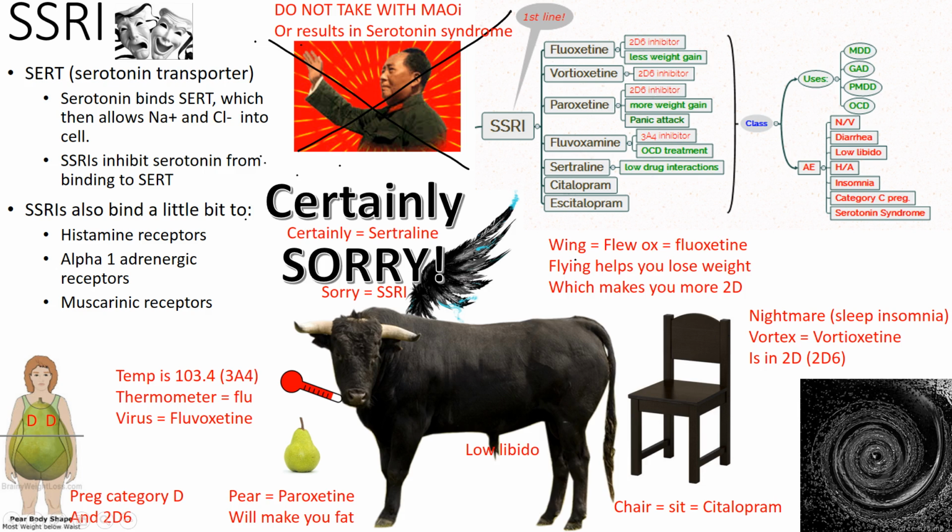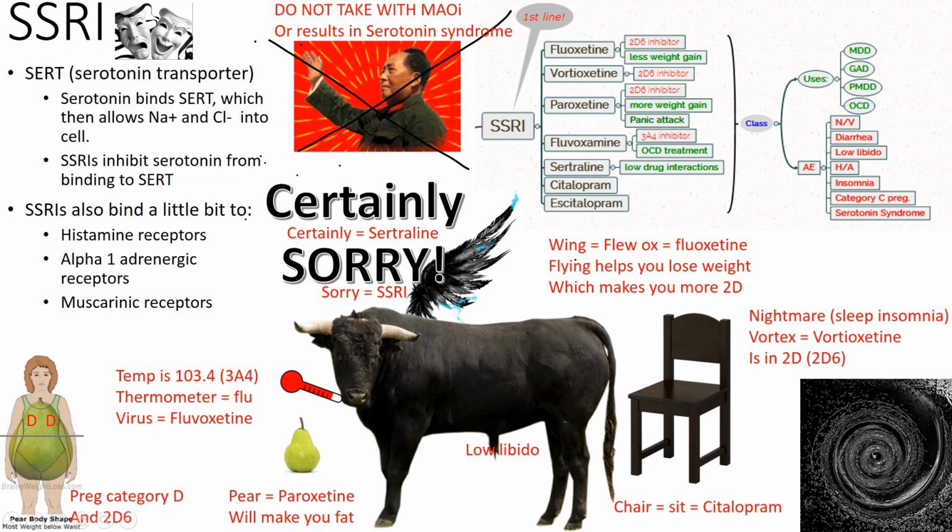SSRIs. There's a serotonin transporter, the SERT protein. This is where this drug takes its effect. Normally, the serotonin binds to the SERT, or the serotonin transporter, which then allows sodium and chlorine into the cell.